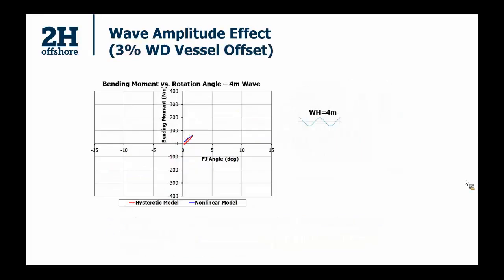If we repeat the same practice, but this time give a 3% water depth vessel offset, now we can see that the two curves are slightly away from zero angle, and this is the mean angle due to the vessel offset. And we can see that for this small wave height, the bending moment range generated by the two methods is slightly different.